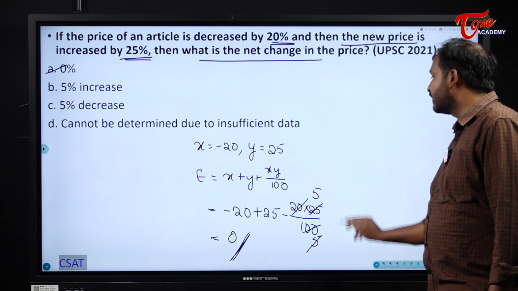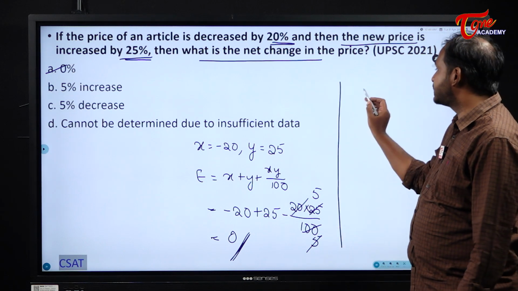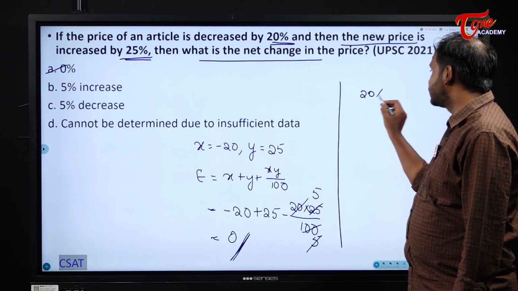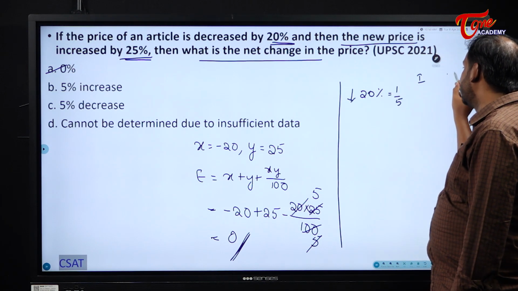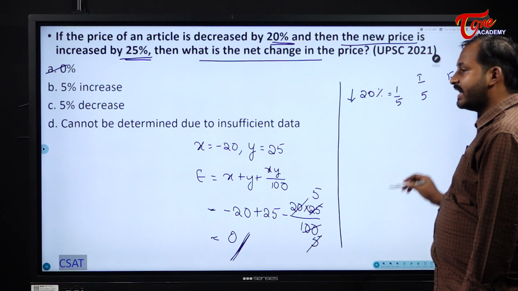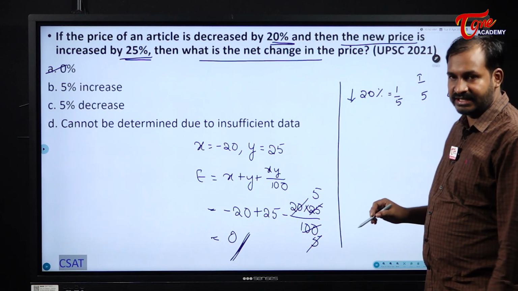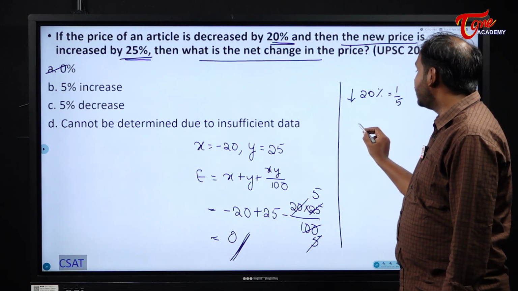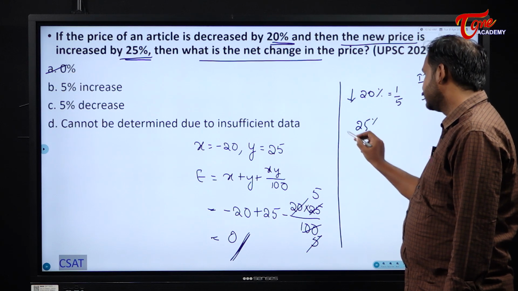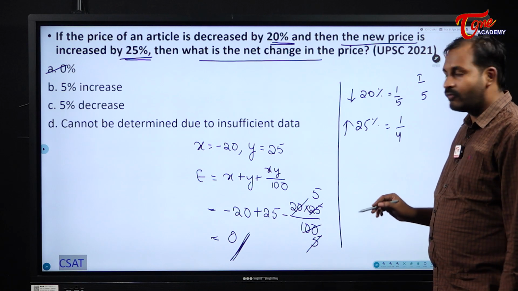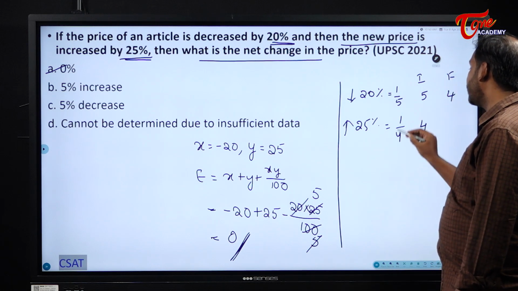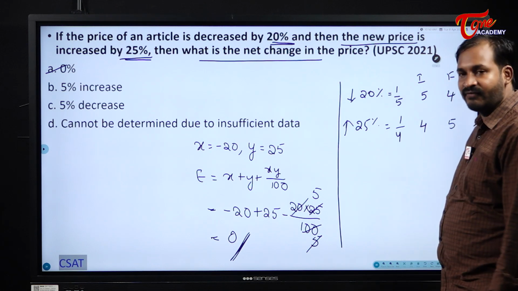Okay, and the shortcut method. What is the shortcut method? We already discussed 20% decrease. 20% means 1/5. So initial and final: initial becomes 5, final becomes 4, because decrease. Similarly 25% increase means the fraction is 1/4. So initial value will become 4 and, since it is an increase, final value will become 5.